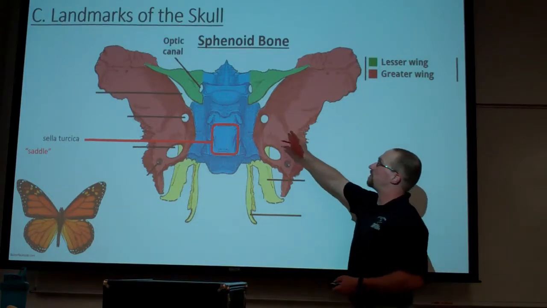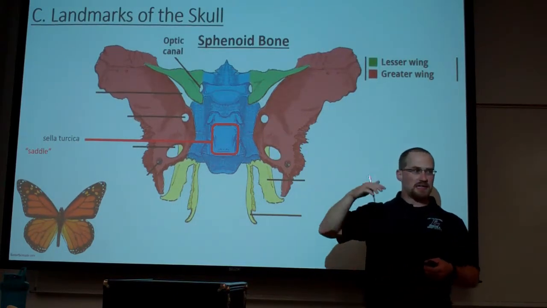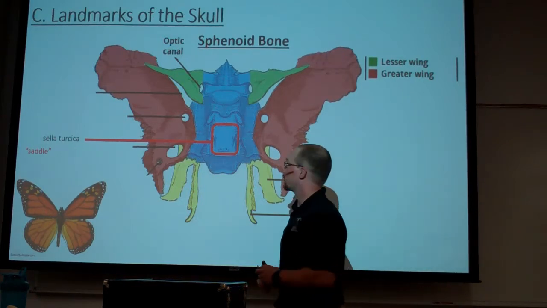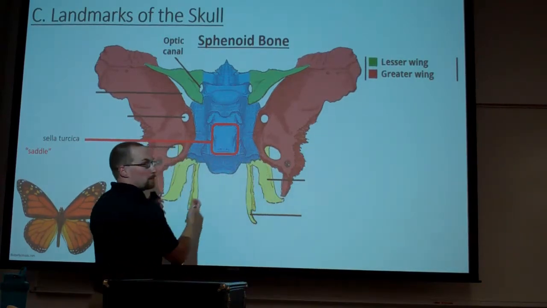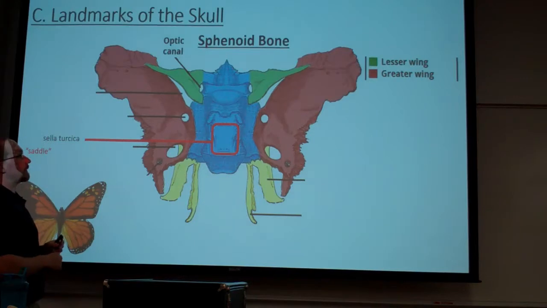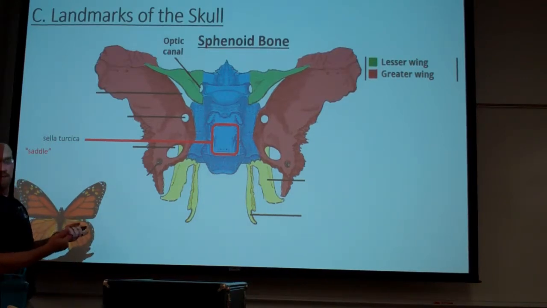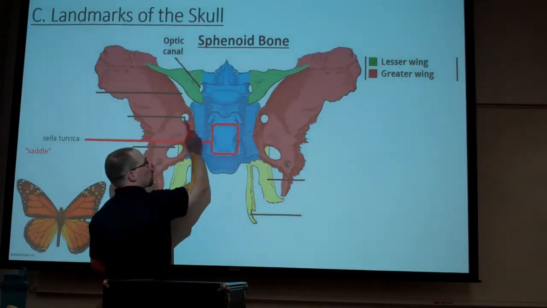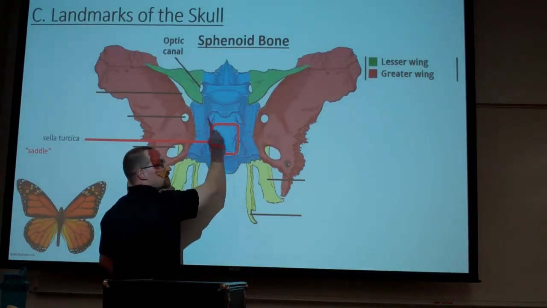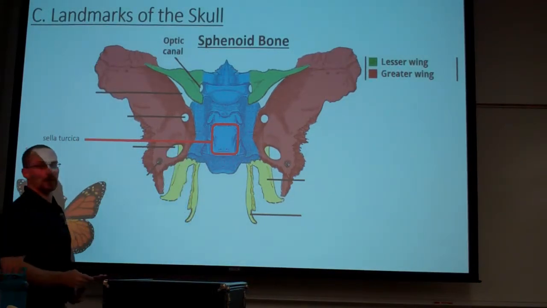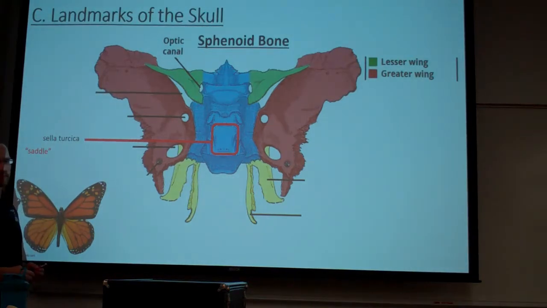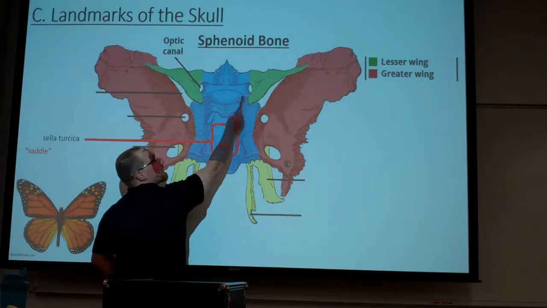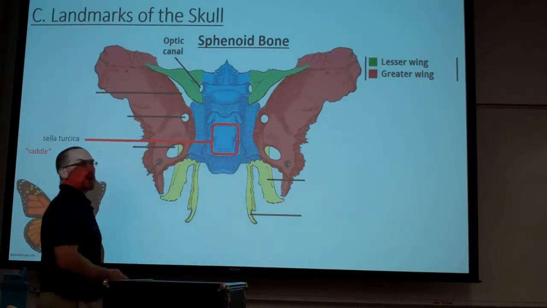So this is your sphenoid bone. And this is basically chop off the skull looking from the top down. Now, we call this a butterfly bone because it looks like a butterfly. And on a butterfly, we got to have wings. In red here, these are the greater wings of your sphenoid bone. Up top here, poking out a little bit in green, those are your lesser wings.